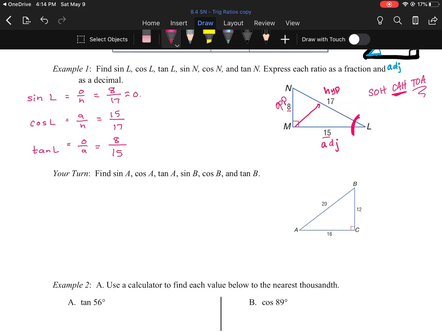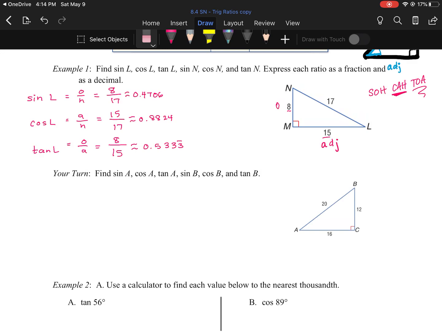I'm probably just going to do it for this one. 0.4706. We should do 4 decimals if possible. 15 divided by 17 is going to be approximately 0.8824 if I'm rounding. And then 8 divided by 15 is 0.53 repeating. Okay? So that's all for angle L.